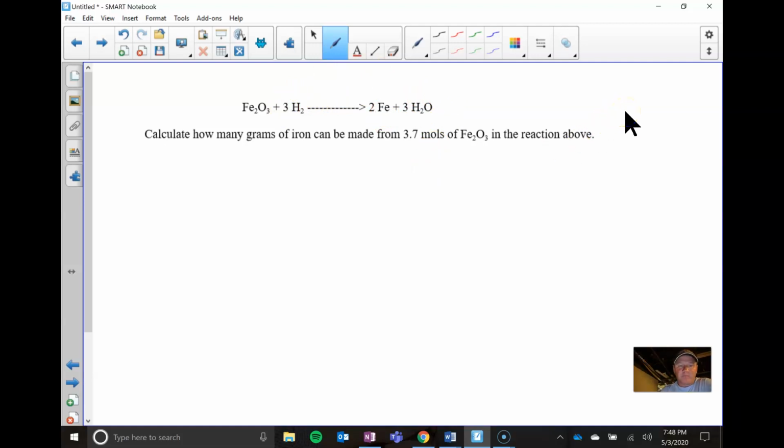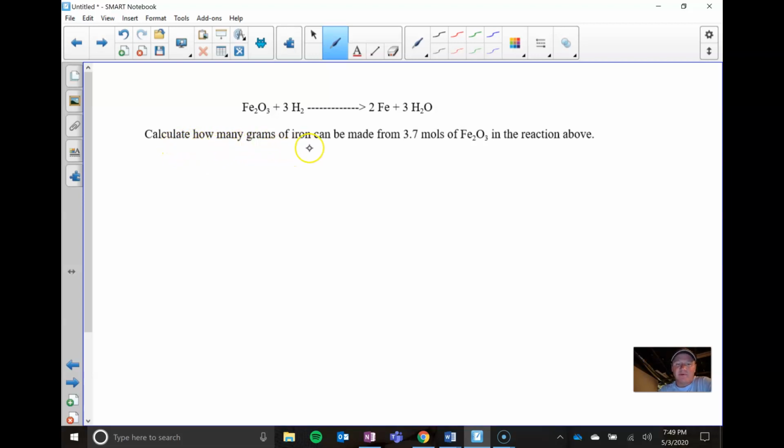We've got our balanced equation up here, and that equation is iron oxide, Fe2O3, reacting with hydrogen gas, and it produces iron and water. Okay? Anybody know what kind of reaction that is? Bonus points if you tell me on Teams. Okay? So now let's read the actual problem itself.